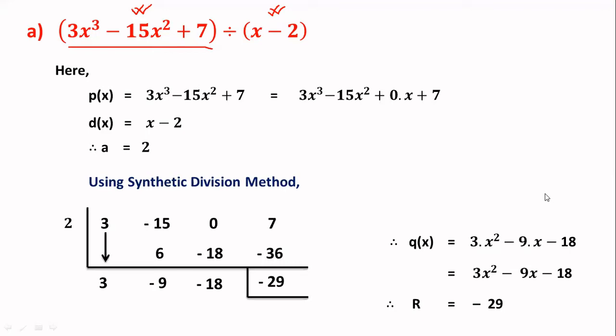In this way, we can find the quotient and remainder when the divisor is in the form of x minus a. Let me repeat once again that here the dividend polynomial is of degree 3 and the divisor's degree is 1. So when the divisor divides this dividend polynomial, the degree of the quotient will be 1 less than the dividend polynomial, and that will be squared. Now let's go to the next example for the next form of the divisor.